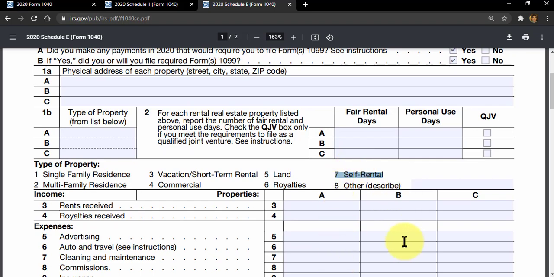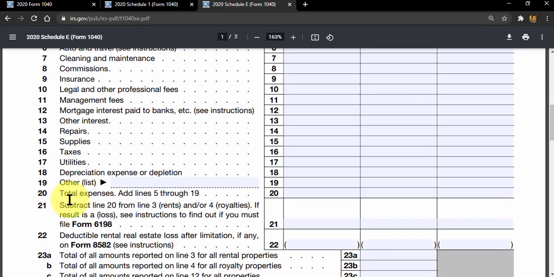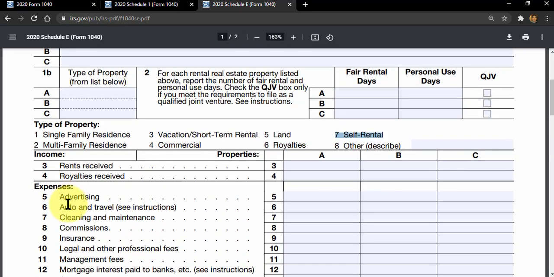So we have 3 columns here for reporting income and expenses. And the expenses are pretty much listed in alphabetical order like we had seen in the case of the Schedule C a couple chapters ago. So let's go through these expenses.